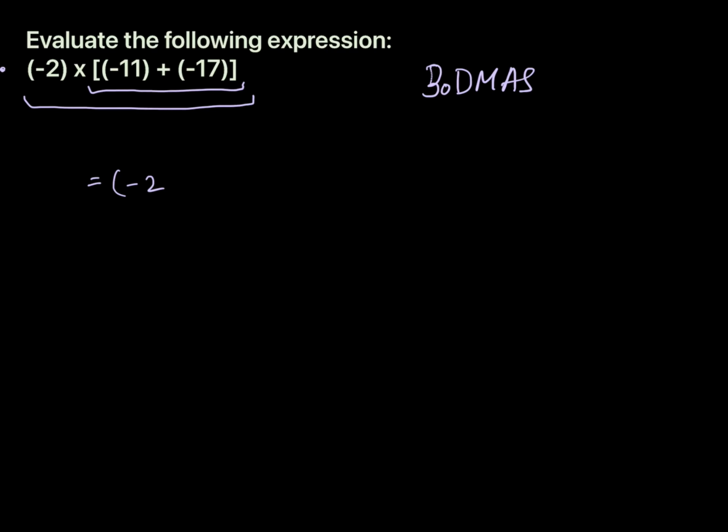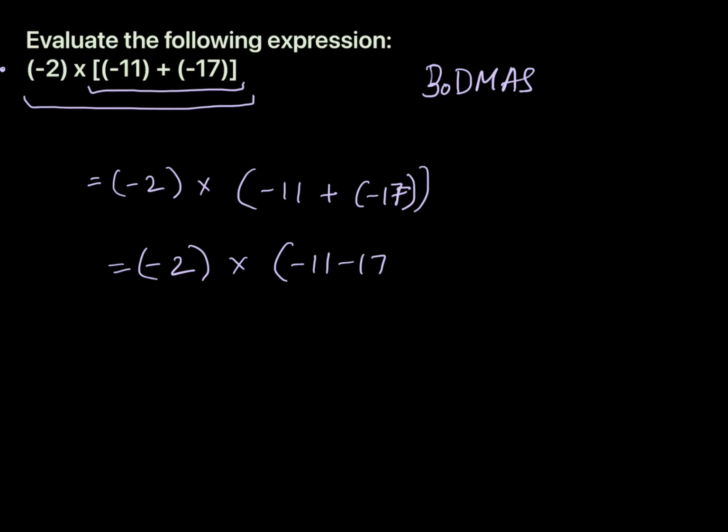So this is equal to minus 2 into minus 11 plus minus 17, equal to minus 2 into minus 11 minus 17, which is equal to minus 2 into minus 28. Now multiplying two negative numbers gives us the positive product of the two numbers, which is 56.